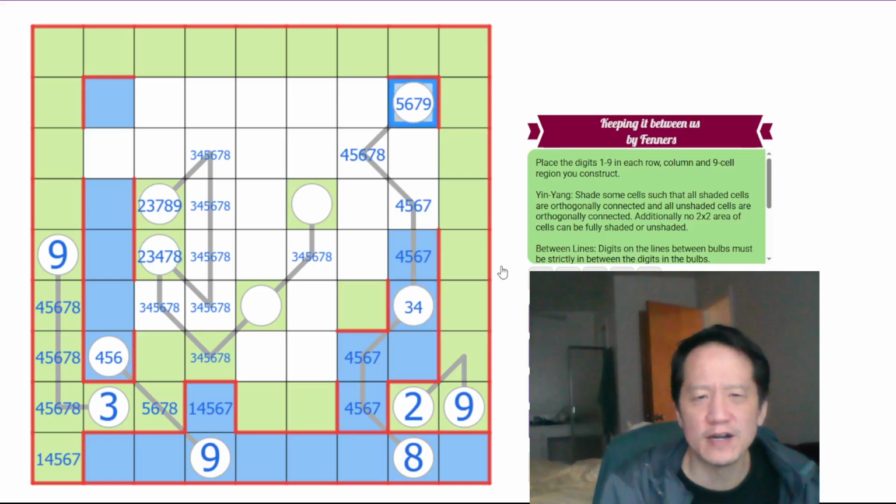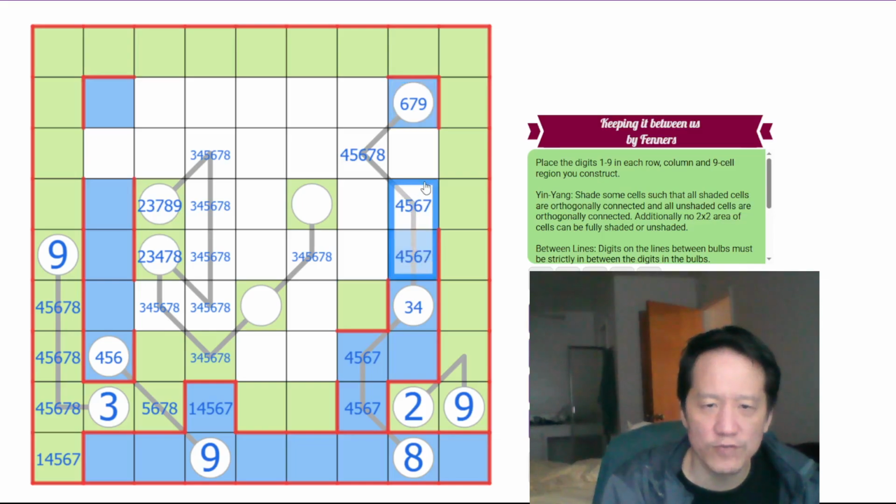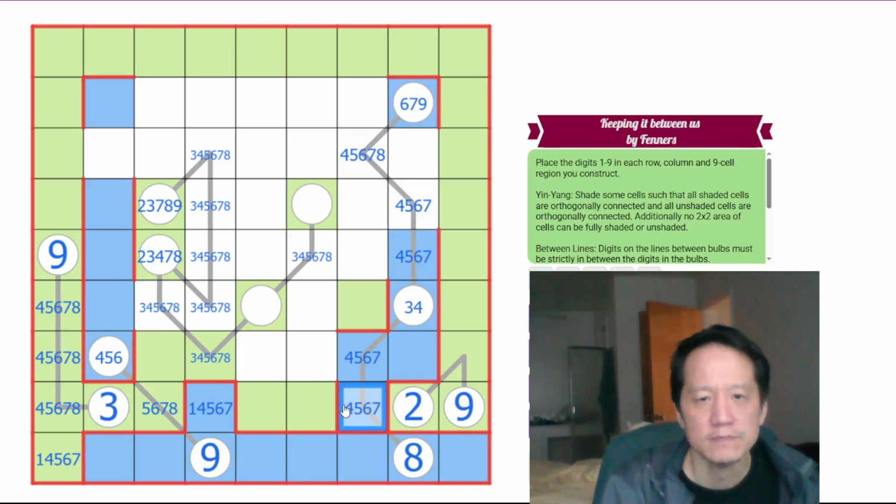Can this ever be 5? Actually, it can't be 5. I don't even know why I put 5 there. It has to be at least 6, because you have to have 4 or 5 here at least.